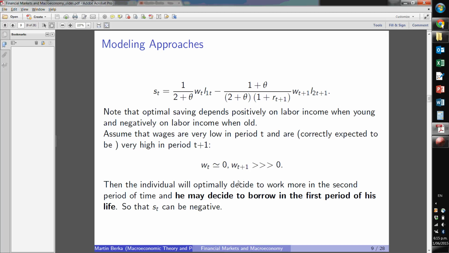Alright, so that's the savings. The savings is just the usual expression that we've had. And here it's a little bit more complicated because our lifetime income is actually coming from both periods, unlike in some other models that we've looked at. But nevertheless, the general intuition is the same.